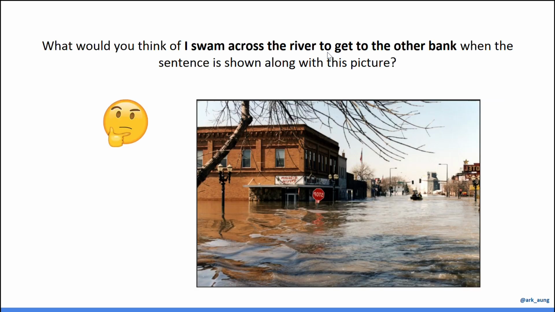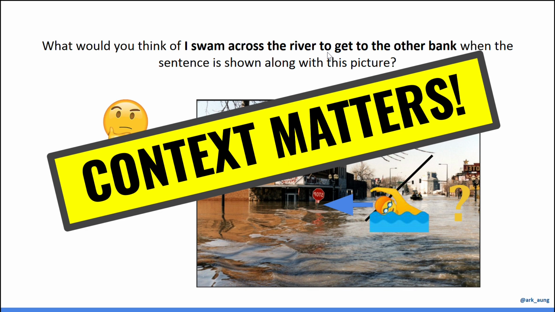However, if I show you this picture before I tell you that sentence, I swam across the river to get to the other bank, what would you think? This is a little bit funny because you might actually think that you have to swim across the river or the road to get to the other bank to withdraw your money. And therefore, context really matters.